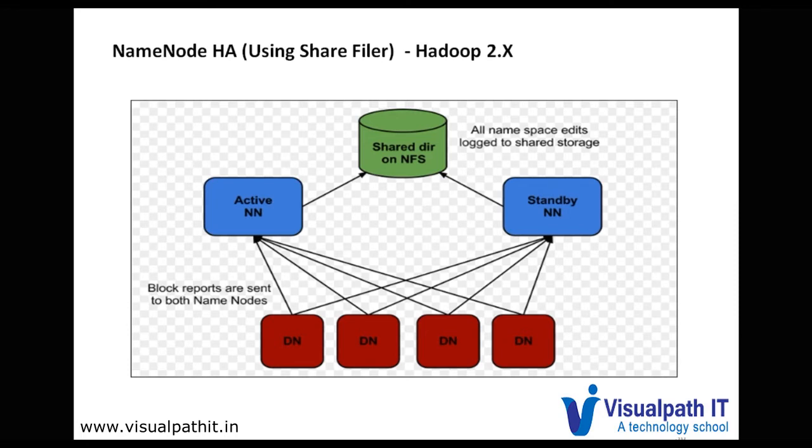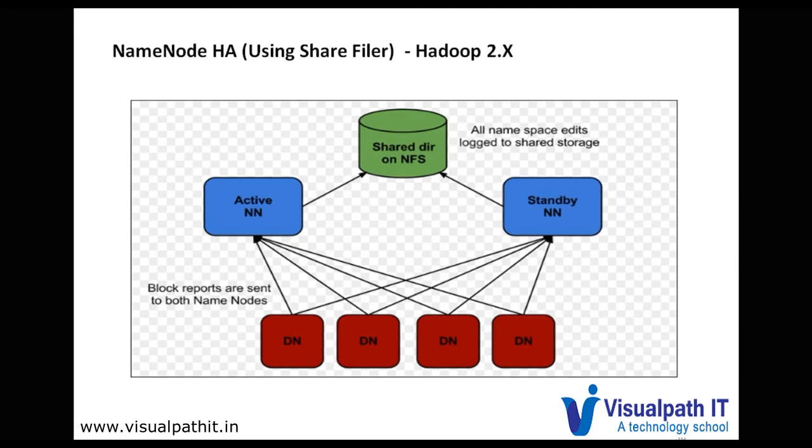So what does it mean? If the active name node goes down, the standby will automatically act as the name node, and it will run and keep running the client operations as usual in the Hadoop cluster. That is the standby name node's duty. If the active goes down, the standby will work as the active name node.